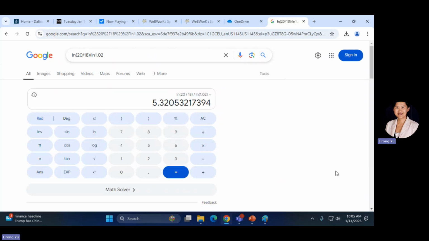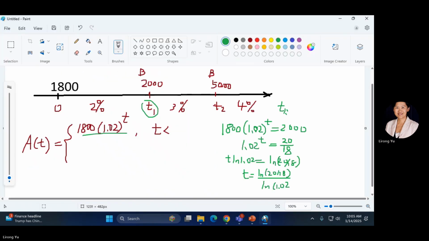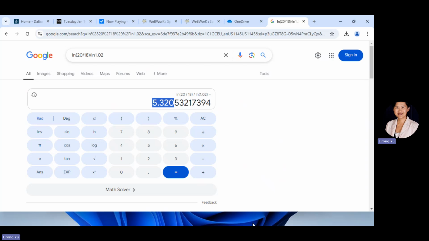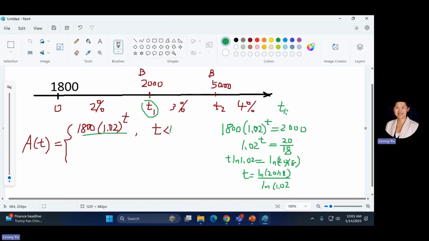The time is 5.32. Are we okay so far? Okay. So by the time of 5.32, that's when we have 2,000. Since then, it starts growing with a 3% interest rate.